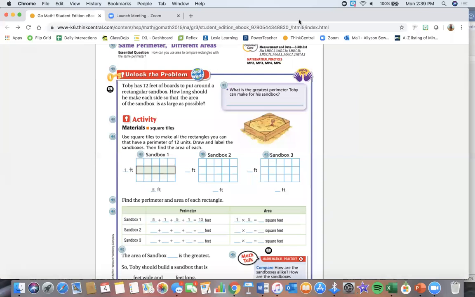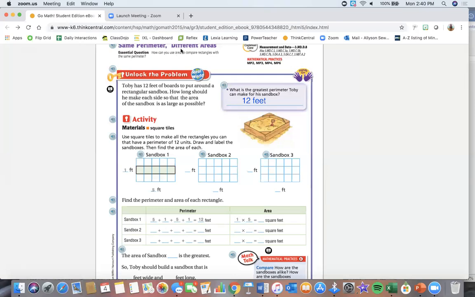So let's look back here in the question, and it says Toby has 12 feet of boards to put around a rectangular sandbox. So the greatest perimeter is going to be 12 feet. The perimeter. And remember, perimeter is the distance around a shape. Now, it says use square tiles to make all the rectangles you can that have a perimeter of 12 units. Draw and label the sandboxes, then find the area of each.